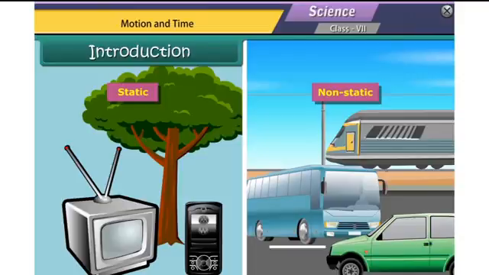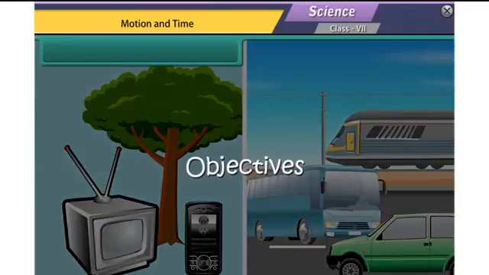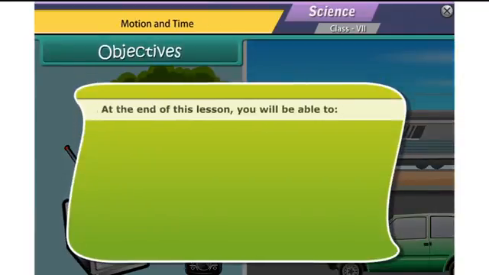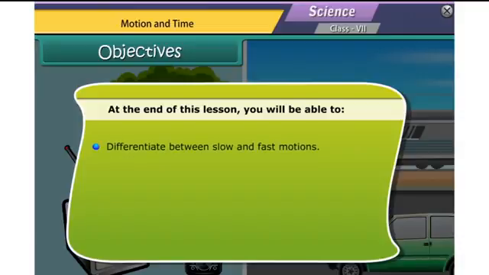Let us discuss motion and time in greater detail in this lesson. Objectives. At the end of this lesson, you will be able to differentiate between slow and fast motions, define speed, measure speed, identify the units of speed, measure time.